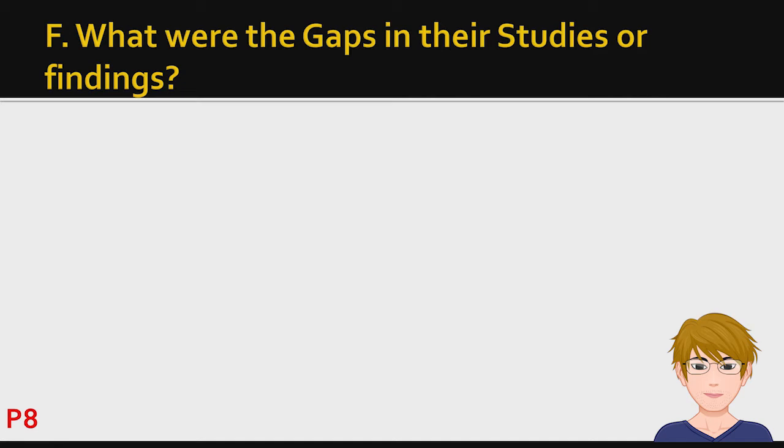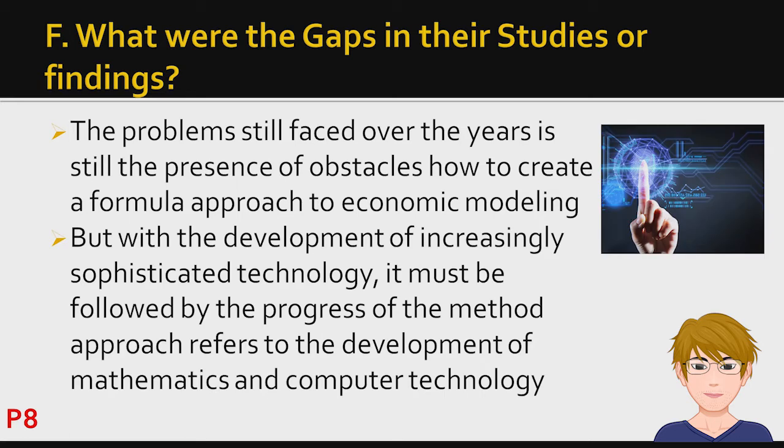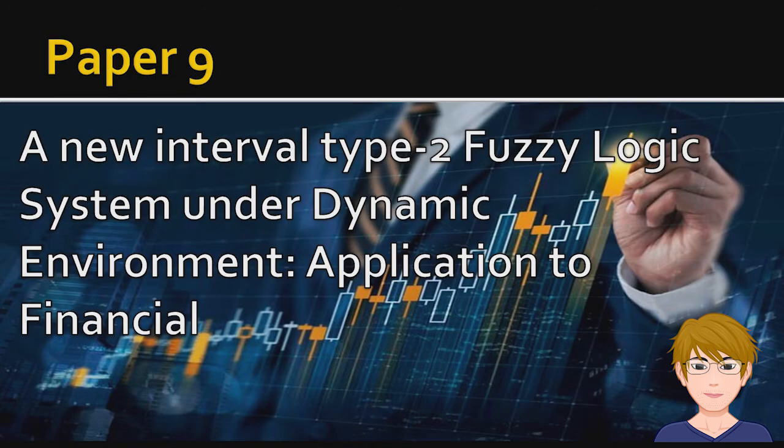Letter F, what were the gaps in their studies or findings? So number 1 is the problem still faced over the year is still the presence of obstacle how to create a formula approach to economic modeling. But with the development of increasingly sophisticated technology, it must be followed by the progress of the method approach refers to the development of mathematics and computer technology. So upgrade.